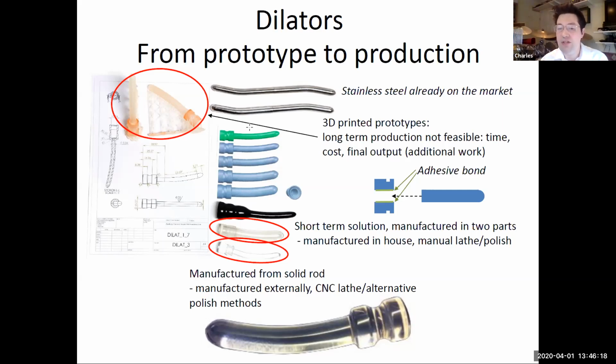The in-house versions were originally made from two pieces. One part was the solid rod, and the other part was the handle, which people can hold. Unfortunately, these were bonded together, but had a lot of failure rates and a lot of quality control issues.